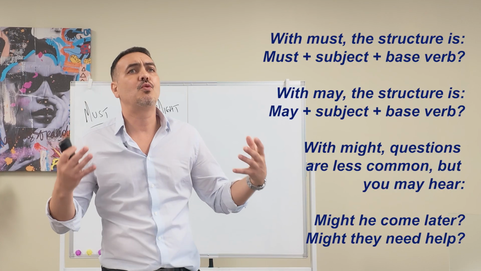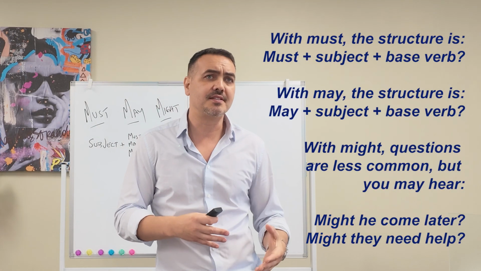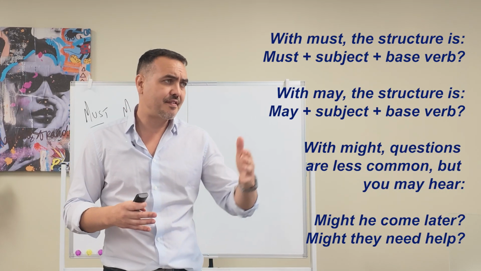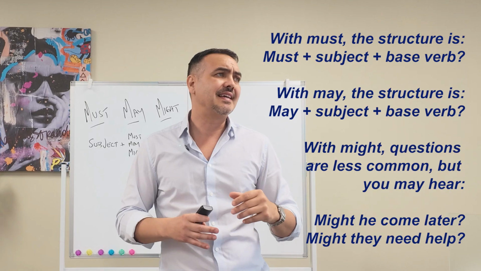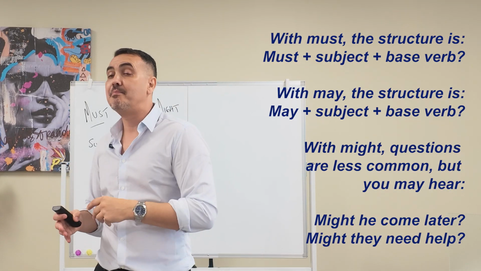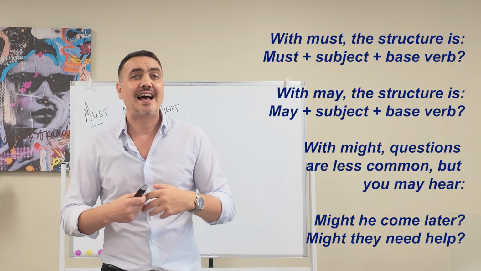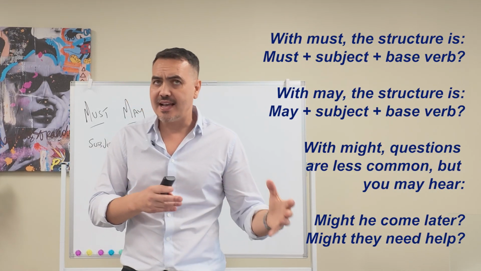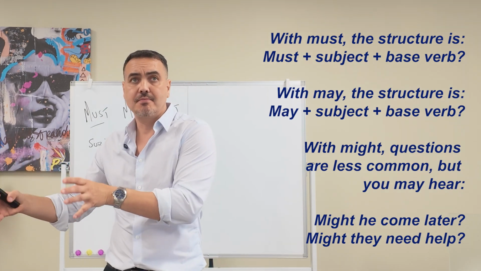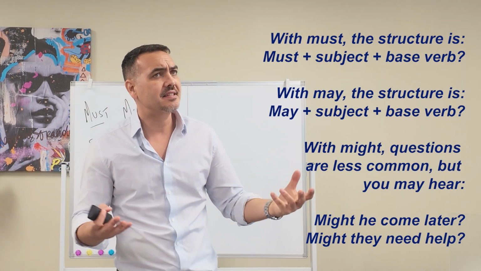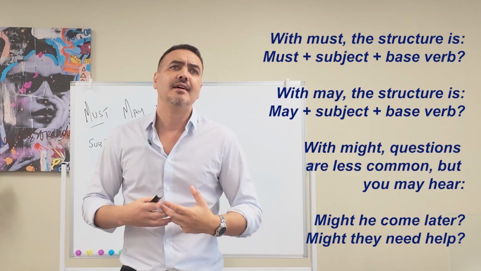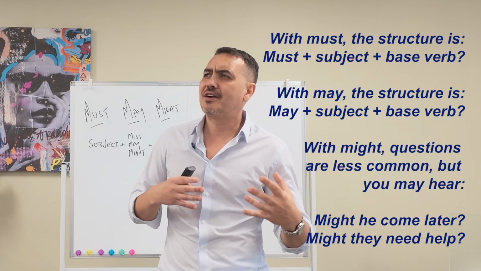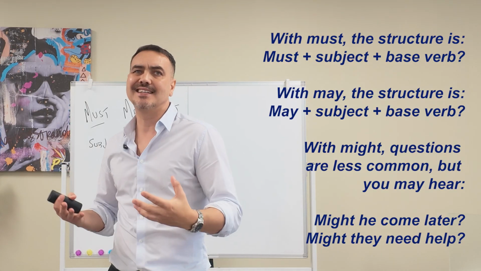And if we want to ask questions with must, the structure is must plus the subject plus the base verb. Must I finish this today? Must we leave now? Must they pay first? These questions ask if something is necessary. And with may, the structure is may, and then the subject, and then the base verb. And you would say something like, may I ask a question? May we begin? May I leave early? And these questions are asking for permission politely.